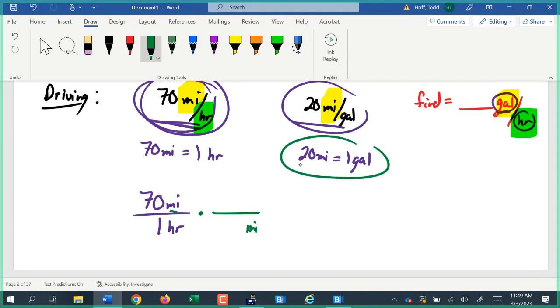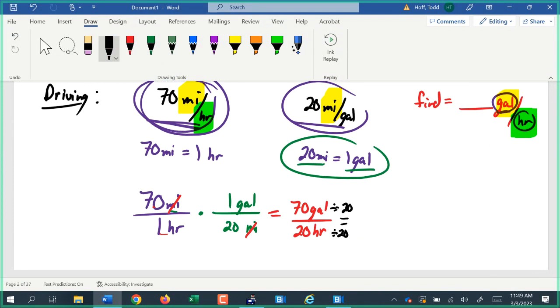We have this equivalency. It says 20 miles is equivalent to 1 gallon of consumption. The miles cancel out. 70 times 1 gallon is 70 gallons. 1 hour times 20 is 20 hours. And we divide that out. 70 gallons divided by 20 hours. Remember, to turn it into a unit rate, we divide by the number of the second value. So just the 20. 70 gallons divided by 20 is 3.5 gallons. 20 hours divided by 20 is 1 hour. So that's 3.5 gallons over 1 hour, which is a unit rate of 3.5 gallons per hour.